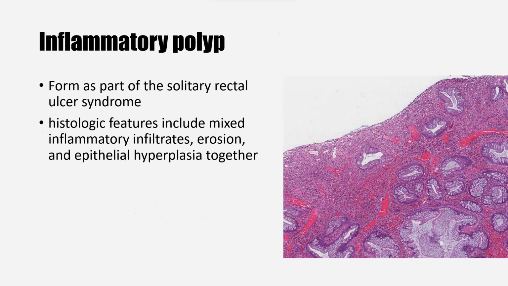Inflammatory polyp. Polyps that form as part of the solitary rectal ulcer syndrome are an example of a purely inflammatory lesion. An inflammatory polyp may ultimately form as a result of chronic cycles of injury and healing. Entrapment of this polyp in the fecal stream leads to mucosal prolapse. The distinctive histologic features include mixed inflammatory infiltrates, erosion, and epithelial hyperplasia together with prolapse-induced lamina propria fibromuscular hyperplasia.